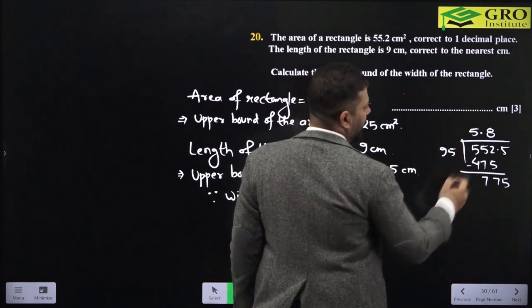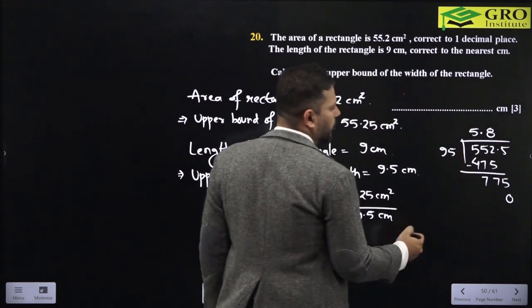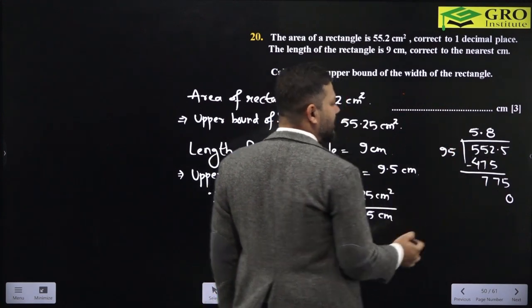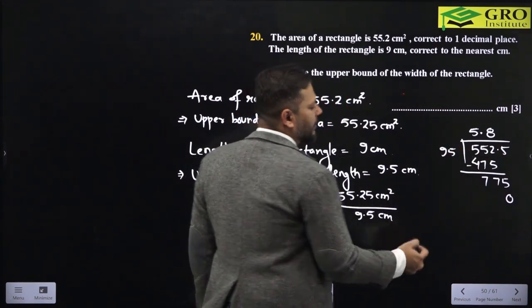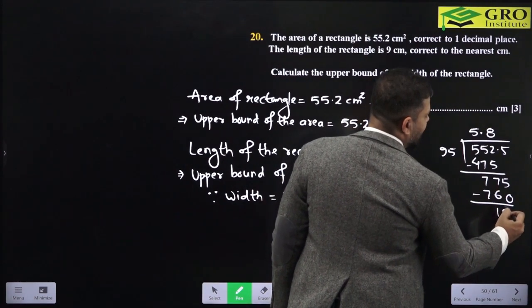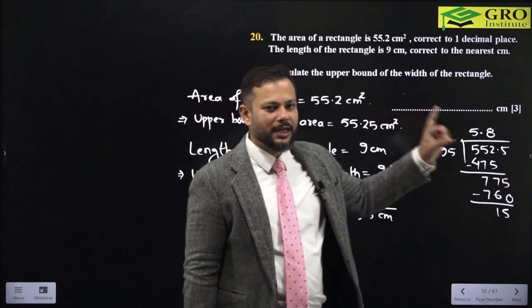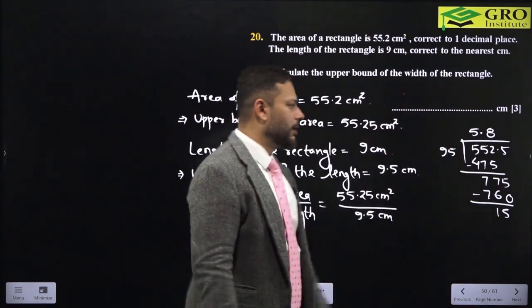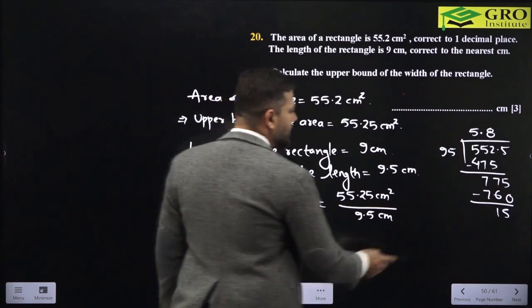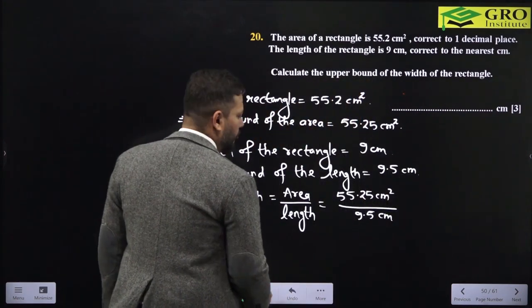8 times 95. 8 times 5 is 40, we get a 0, carry it forward 4, and 8 times 9 is 72, 72 and 4 is 76. So we get somewhat 5.8. Since we want it to be correct to the nearest centimeter, 1 decimal place is enough. So what is the answer that I am getting over here? It comes out to be nearly 5.8.